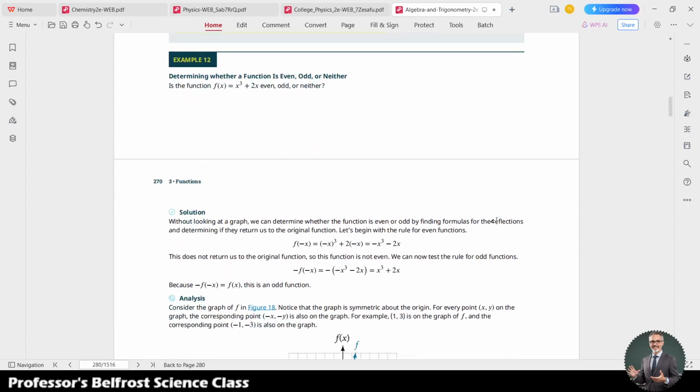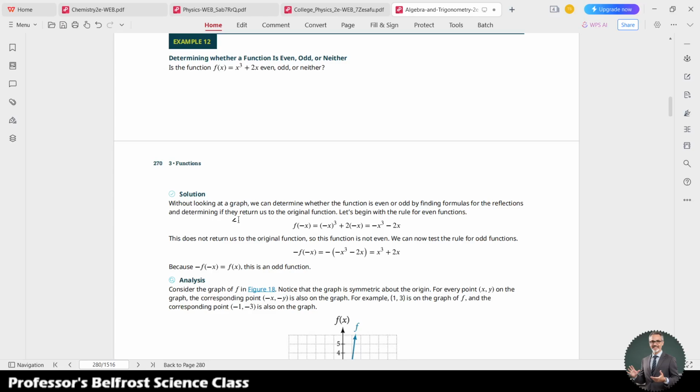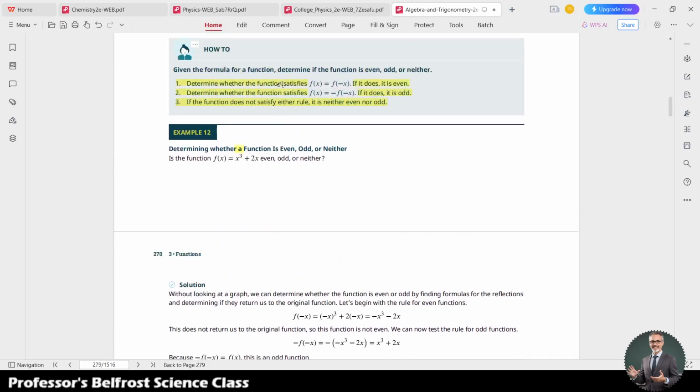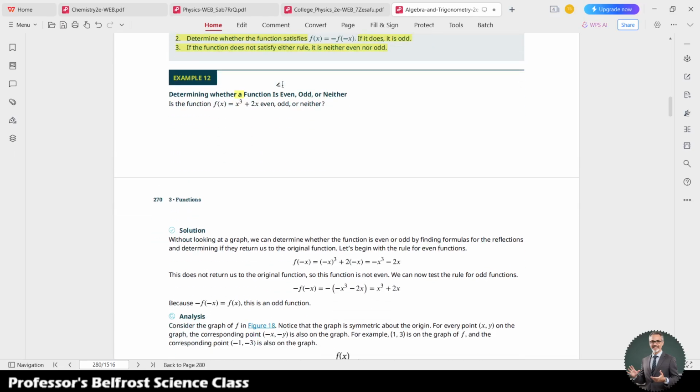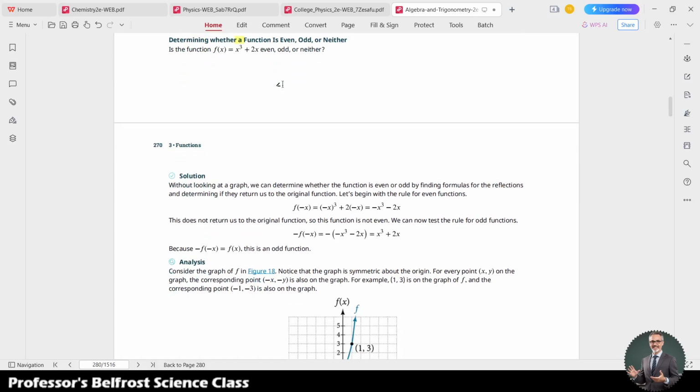Okay, so for example, is the function f(x) equals x cubed plus 2x even, odd, or neither? So without looking at the graph, actually you can determine whether the function is even or odd by finding formulas for reflection. Okay, so x cubed is odd, and 2x is odd too, right? So it is an odd function.